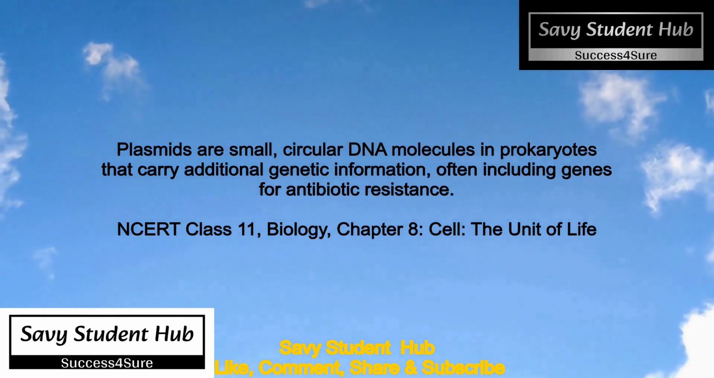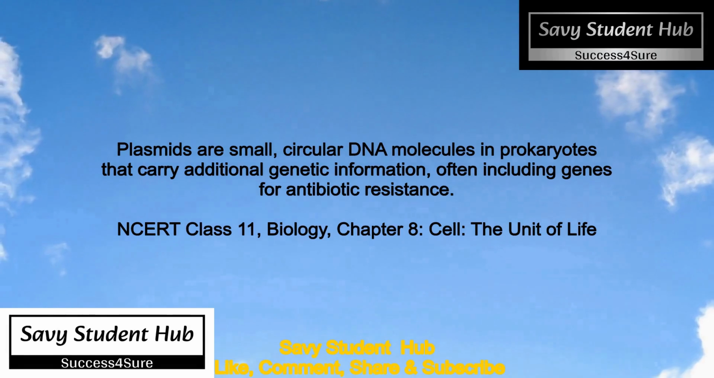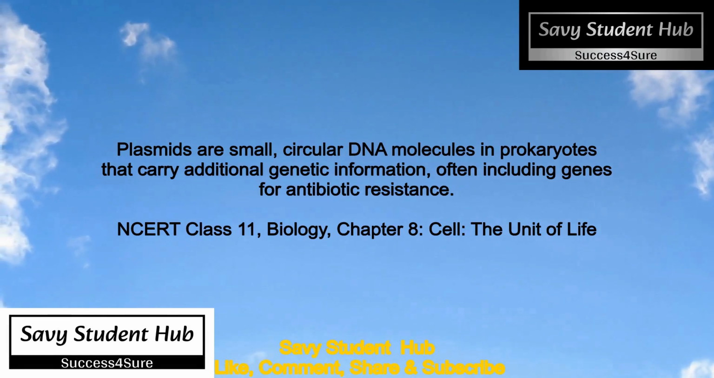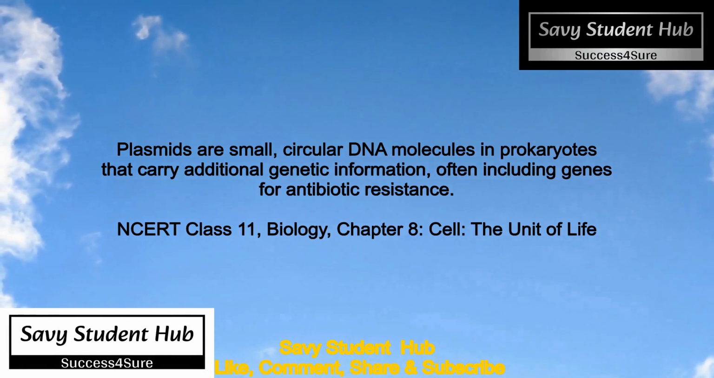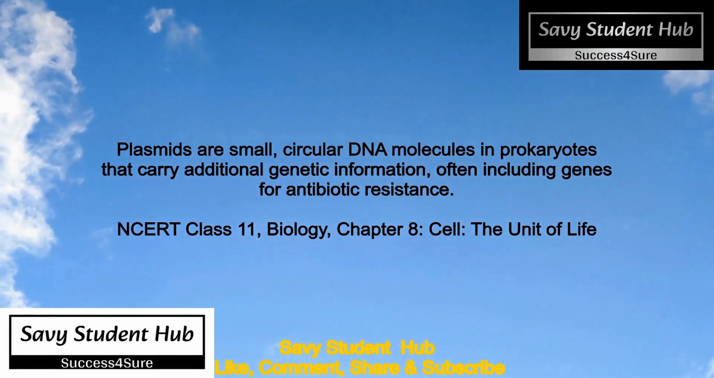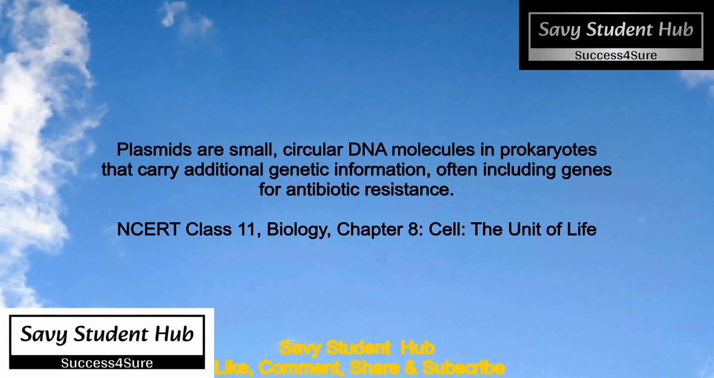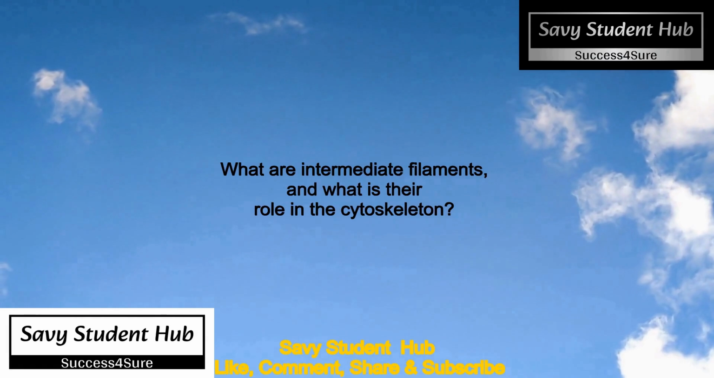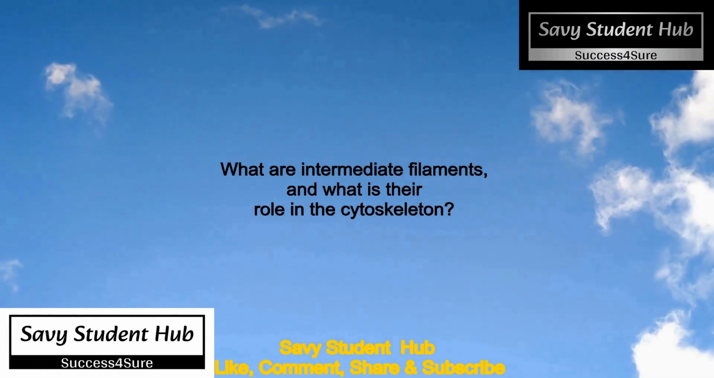Plasmids are small, circular DNA molecules in prokaryotes that carry additional genetic information, often including genes for antibiotic resistance. What are intermediate filaments, and what is their role in the cytoskeleton?